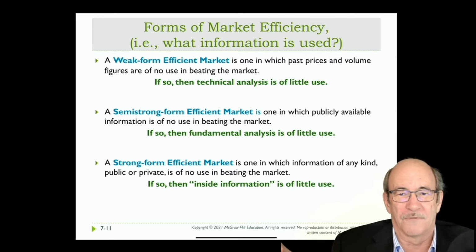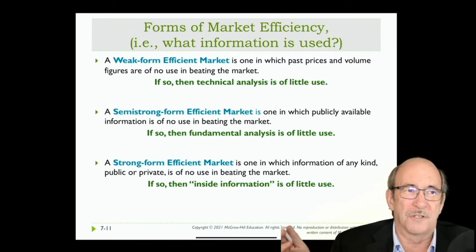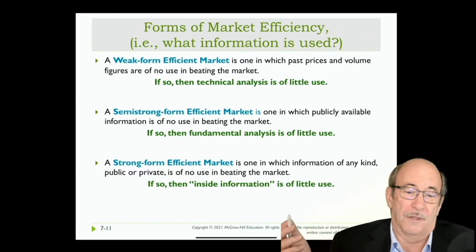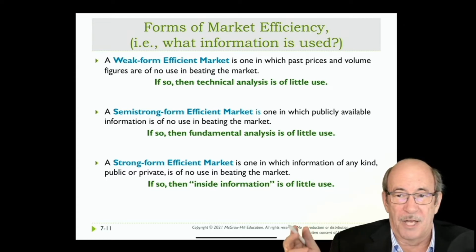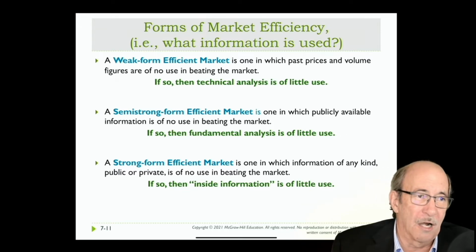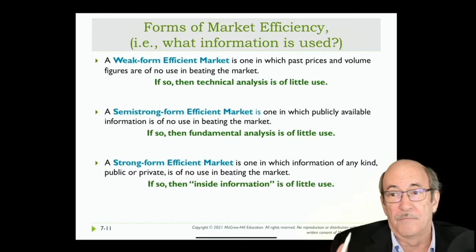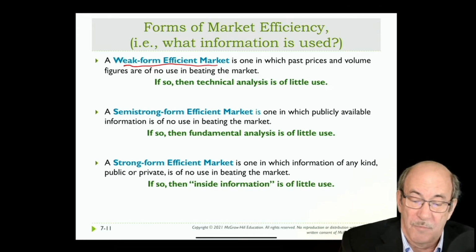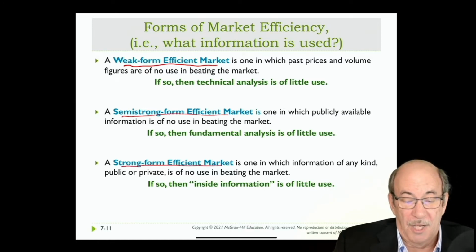Developed some benchmarks for us to help understand the efficiency of markets, because in order to determine whether we're beating the market, we have to determine how efficient the market is to begin with. And he set up 3 different levels of market efficiency. Again, this was to help us as researchers understand where our markets currently are for a particular stock. So he posited these 3 forms of market efficiency: weak form, semi-strong form, and strong form.